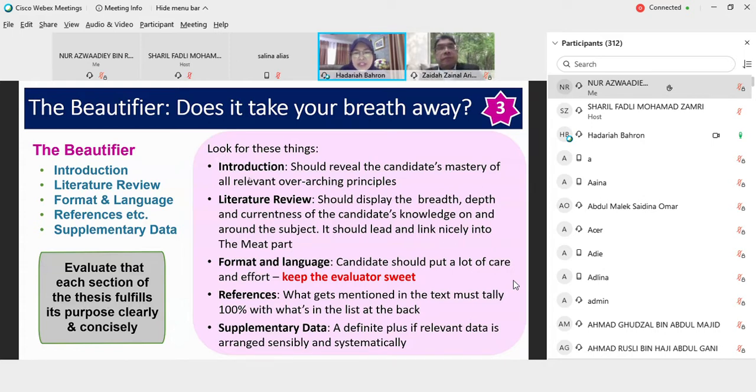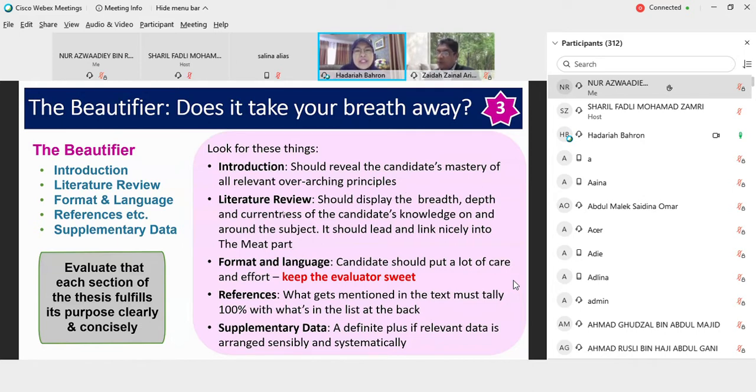In the introduction, the examiner will have to see an introduction that reveals the candidate's mastery of all the relevant overarching principles. Whatever principle, fundamental knowledge that you have to know about that subject must be displayed in the introduction.